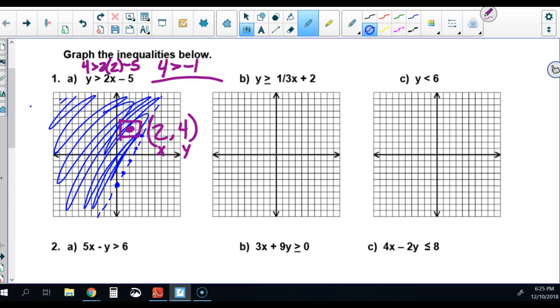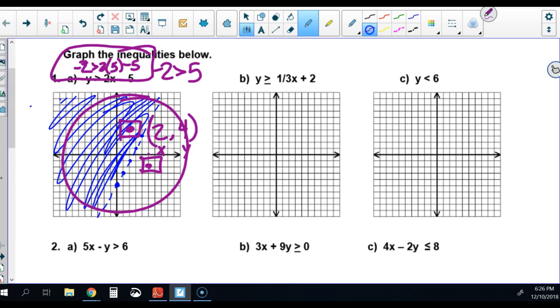If I took a point from outside my shaded region, let's say 5, negative 2. If I plug in a 5 for my x and a negative 2 for my y, that will not be true. Negative 2 is not greater than 5. I knew it was going to be false though already because that point came from outside the shaded region. So you can find solutions on a graph by looking where it's shaded. You can find solutions in an equation by just plugging in the x and y.